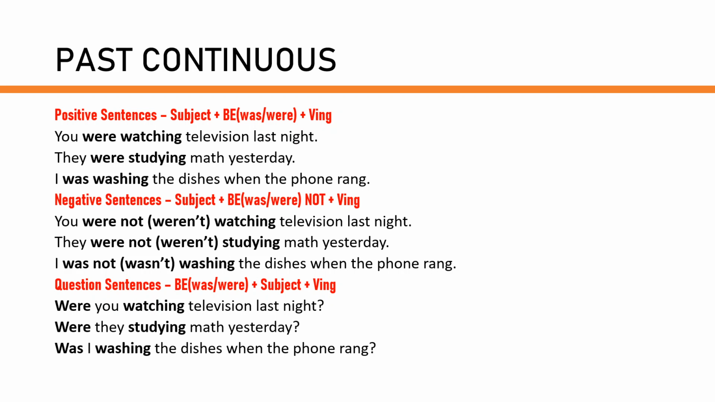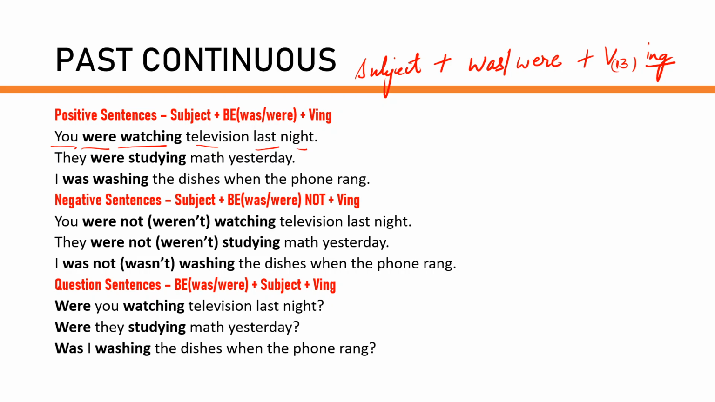Go to past continuous. What is the structure? Subject plus was or were plus V1, V1 is the base form, plus ing. Okay. So, you were watching television last night.